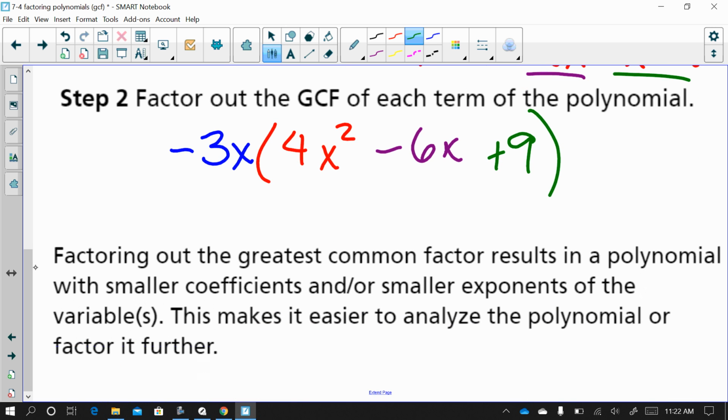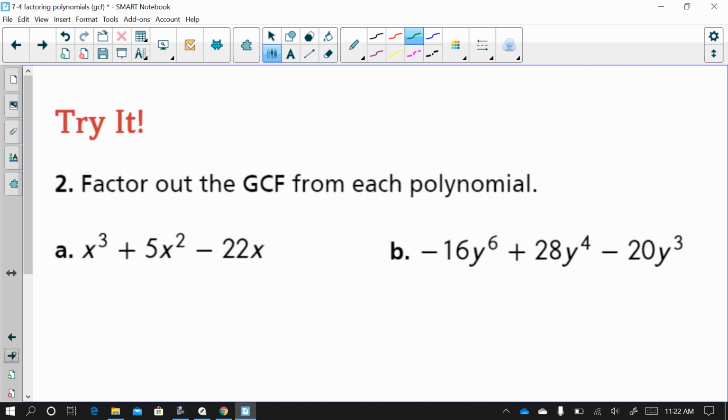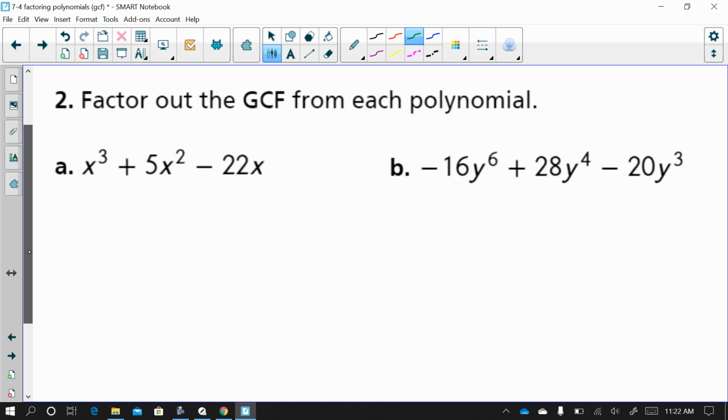Factoring out the GCF results in a polynomial with smaller coefficients and or smaller exponents. This makes it much easier to analyze the polynomial or continue to factor it further. Okay, so it's very helpful to have a GCF pulled out. Okay, here's two problems. Please pause the video and try these.